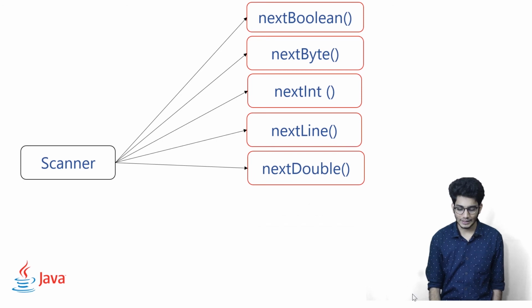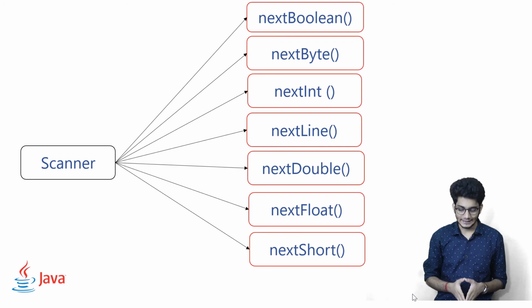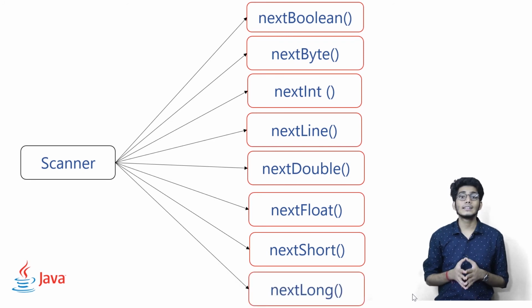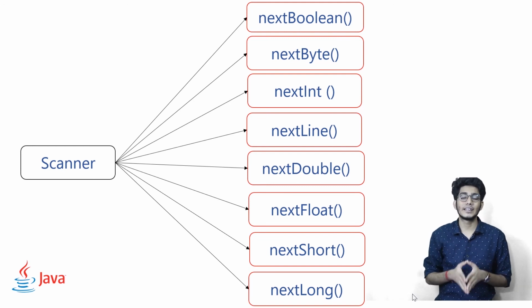For double, you have to write nextDouble. For float, that is nextFloat. For short, that is nextShort. And for long, that is nextLong. So these are a few methods. Using these methods, you can take the input in Java.